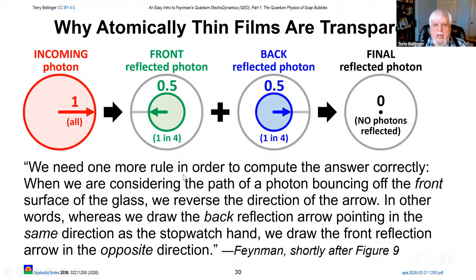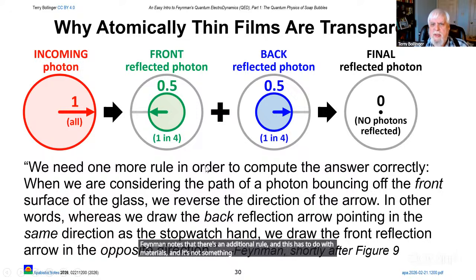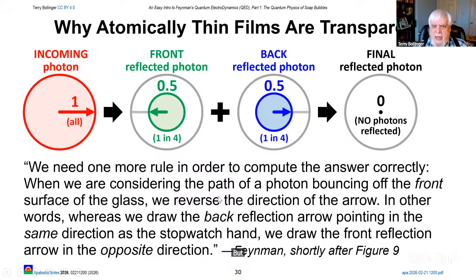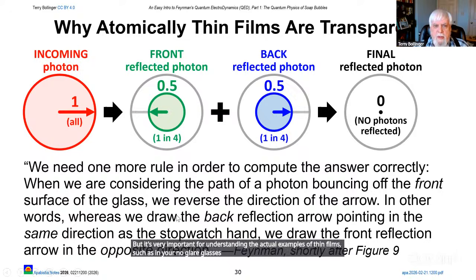Now, slight tangent, but not so much a tangent, just to explain this point a little bit. Feynman notes that there's an additional rule, and this has to do with materials, and it's not something he gets into, and it's not something you need to know the details of. But it's very important for understanding the actual examples of thin films, such as in your no glare glasses, that one of these arrows gets reversed.